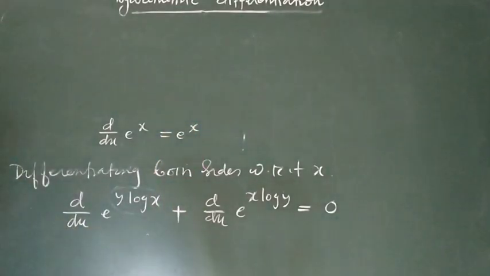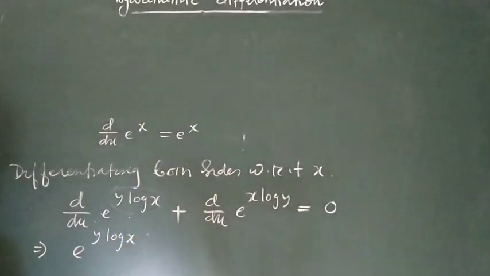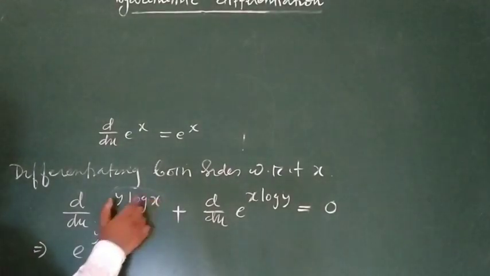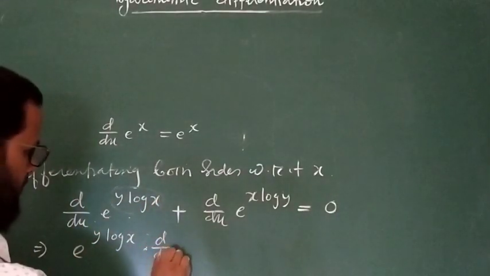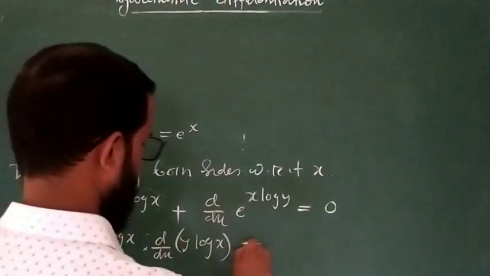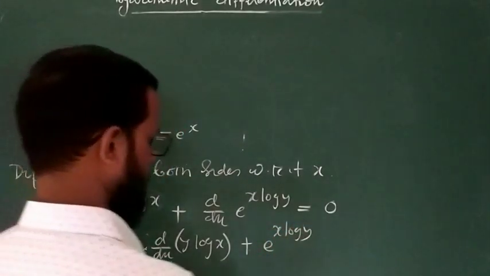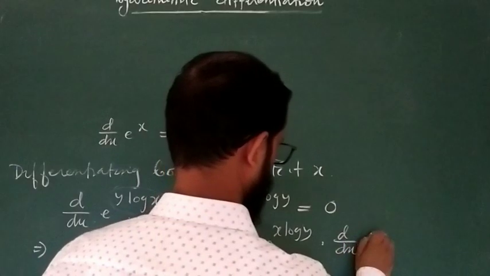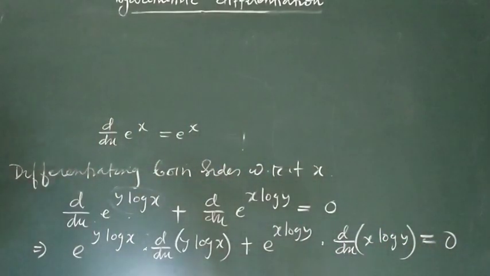Okay, so first we can write from here d/dx of e to the power x means e to the power y log x, but this particular quantity is not x, it is not similar to x, so then take its derivative using the chain rule, d/dx of y log x. Okay, the same process is here also, e to the power x log y into d/dx of x log y is equal to 0. Now your job is done.